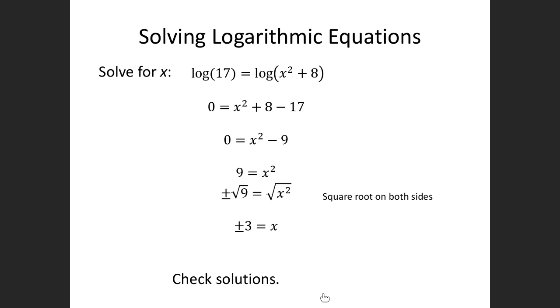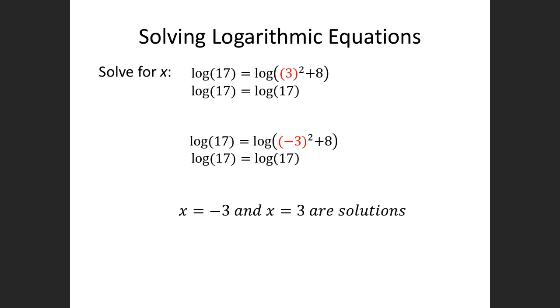So remember, you always want to check your answers. So let's plug in. Okay, if I plug in 3, 3 squared is going to be 9. 9 plus 8 is 17. Okay, that works. Negative 3 squared gives me also a positive 9, and 9 plus 8 is still 17. So both of them work.